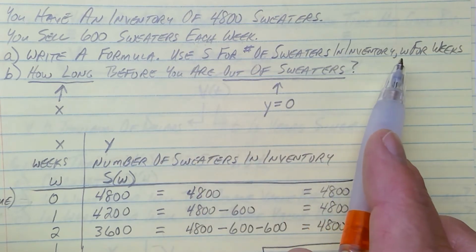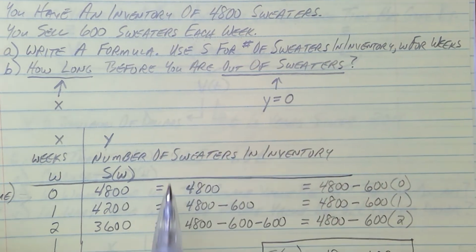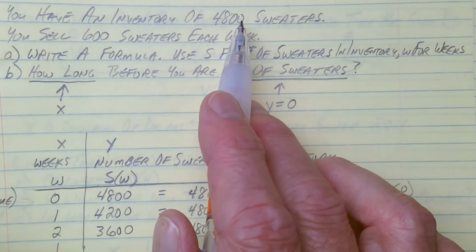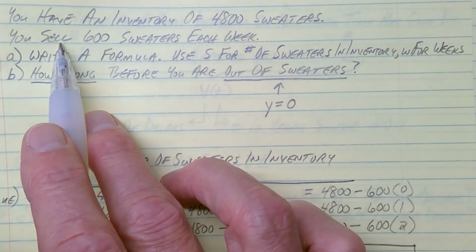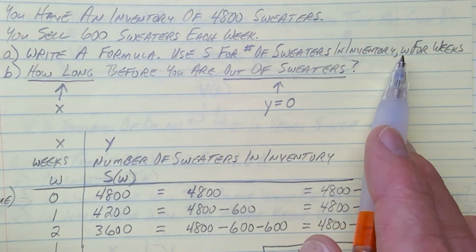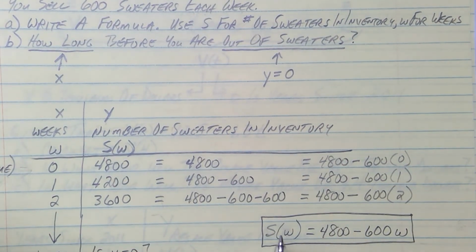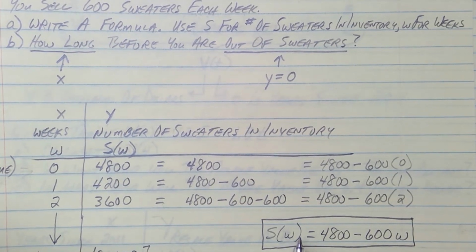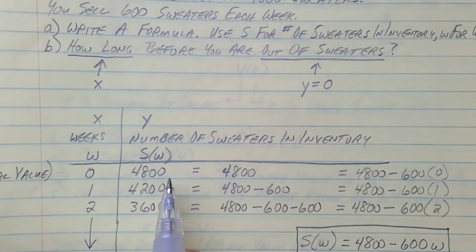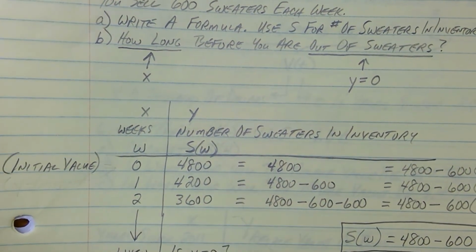So the number of sweaters, S, depends on how much time has gone by, W. So S in terms of W, S of W. So S of W is going to equal what we started with, and then minus, because we're selling, this number is getting lower, what we started with minus 600 each week, W. So our equation is going to look like this down here. The number of sweaters in terms of how many weeks have gone by is what you started with, 4,800 minus 600 each week. Once you plug this into your calculator, you can come up with this table right here, and I'll show you that.